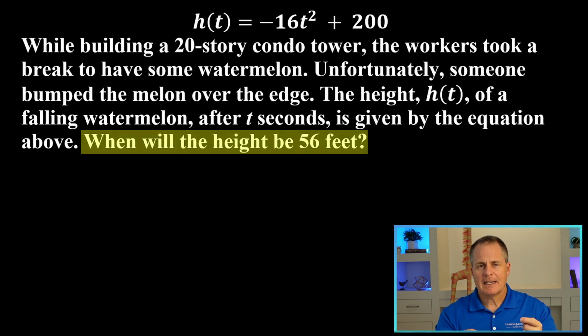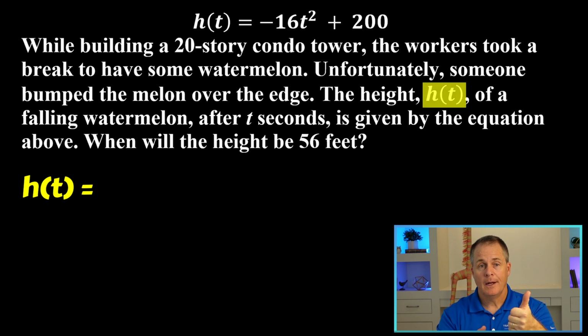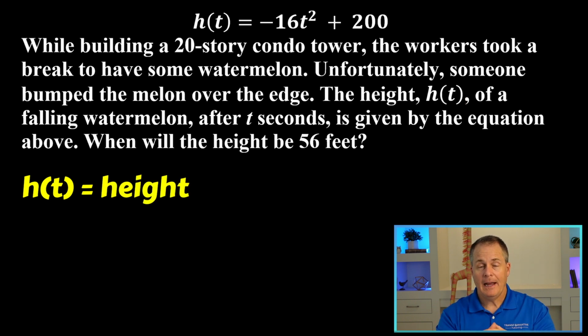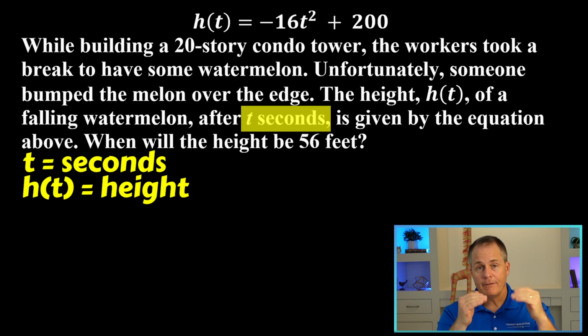The question is asking for when will the height be 56 feet. So let's summarize our variables. What does h of t equal? Well, h usually goes with something like height. And sure enough, h of t is the height of the falling watermelon. And they've got t. Well, t is usually time. And sure enough, here in this problem, t is the number of seconds. So those are our variables.